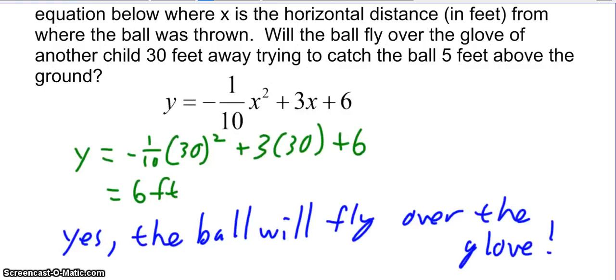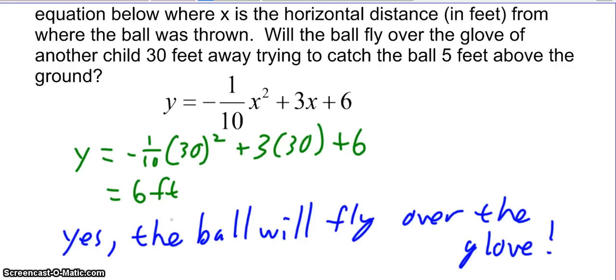Okay, so we know x is horizontal distance in feet. We know that the child is 30 feet away. So we plug that in for x to find y, because y is the vertical distance, or the height of the ball. And we see that when we plug in 30, the ball is 6 feet high.